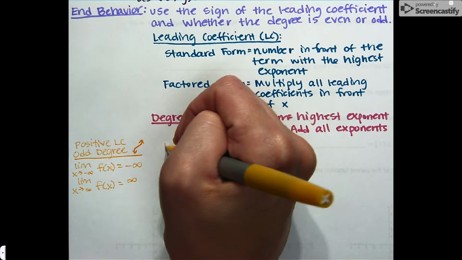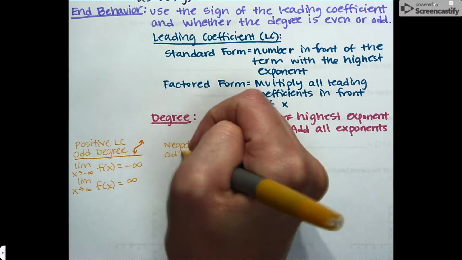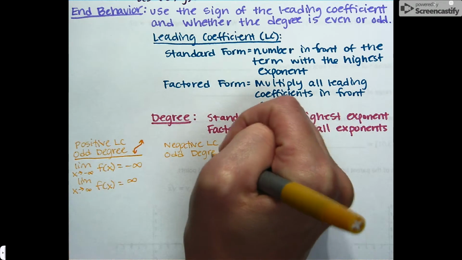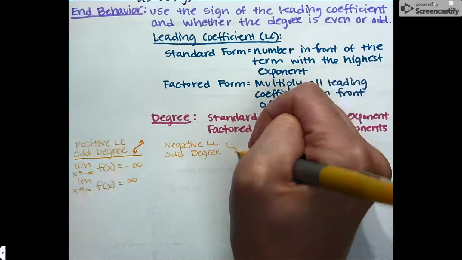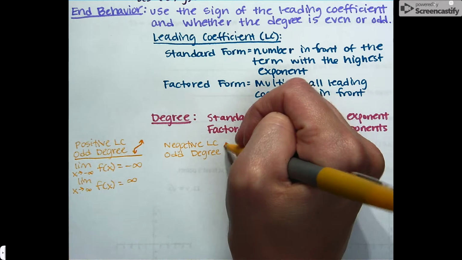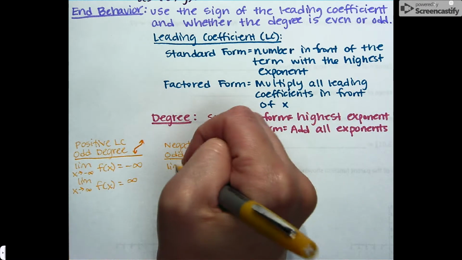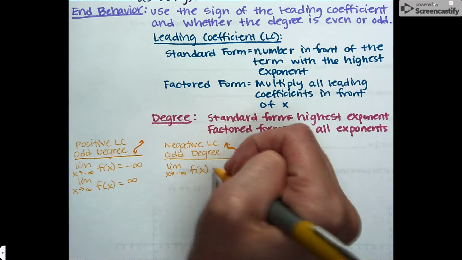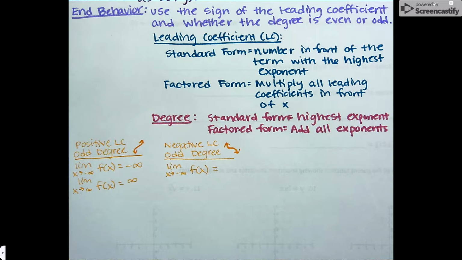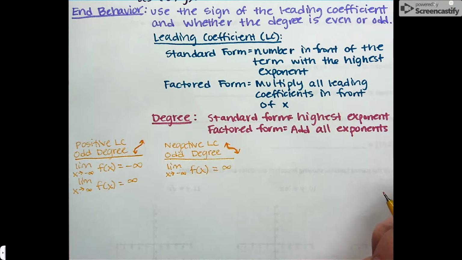But then I could have a negative leading coefficient, but still odd degree. So it's still kind of like my cubic or linear function, but instead of increasing from left to right, it's decreasing from left to right. Okay, so what that changes is now when I do the limit as x approaches negative infinity of f of x, remember when we say x approaches negative infinity, that means I'm going to the left. So if I go to the left of this graph, it's pointing up to positive infinity.